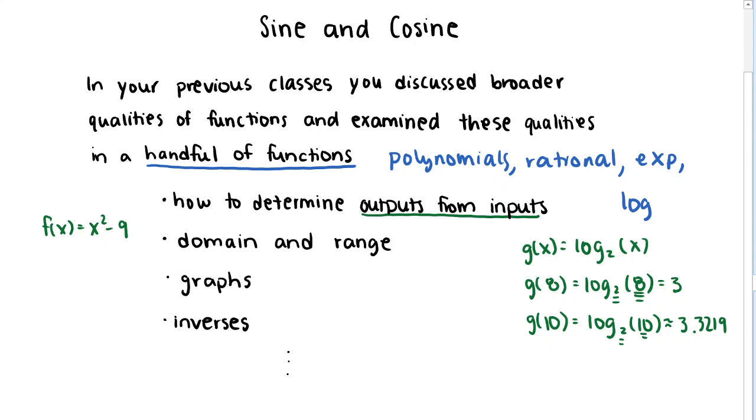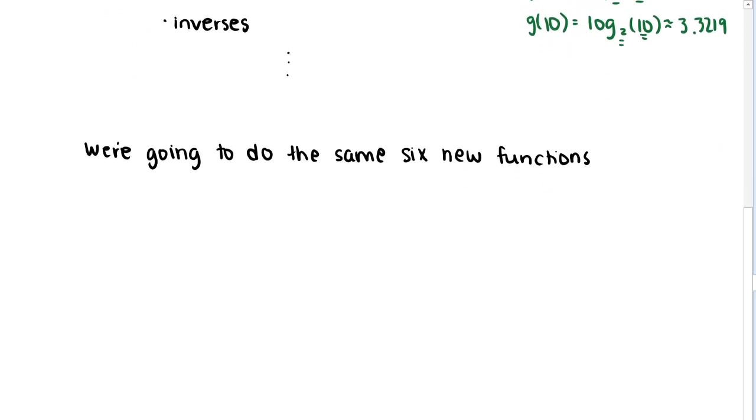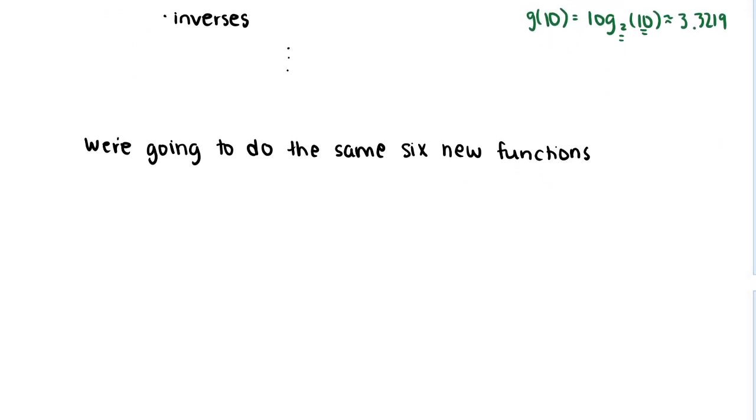Okay, so we talked about how to compute outputs from inputs. You talked about domain and range, graphs, inverses, and many other different topics for functions. And in this class, we're going to do the same thing, and apply these ideas to 6 new functions that we're going to call trigonometric functions.